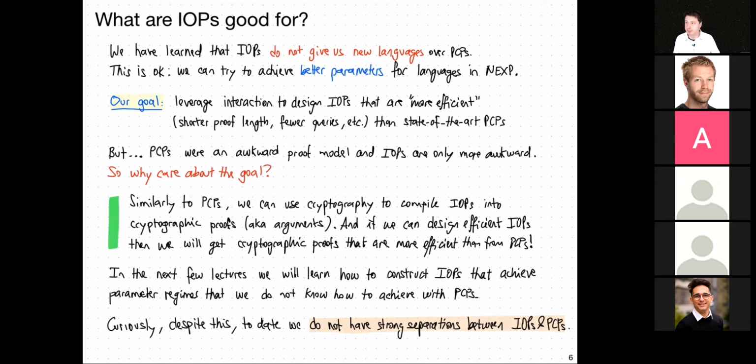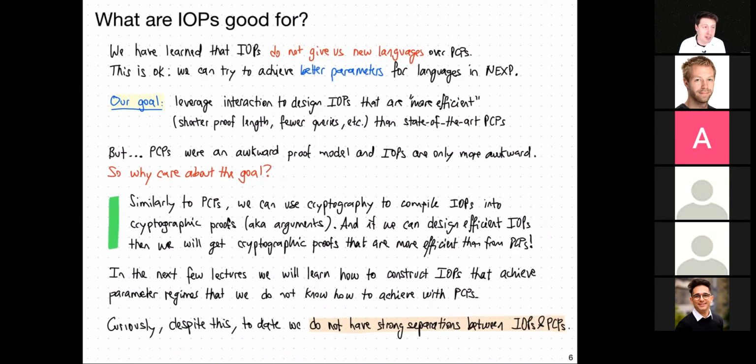My question was more like, if both of them need the same cryptographic assumptions to be compiled, is there really a difference in the power between IOPs and PCPs after they have been compiled? Before they have been compiled, we don't know of good separations, but to be compiled, they need cryptographic assumptions. So yeah, here I was specifically talking about the information theoretic level.